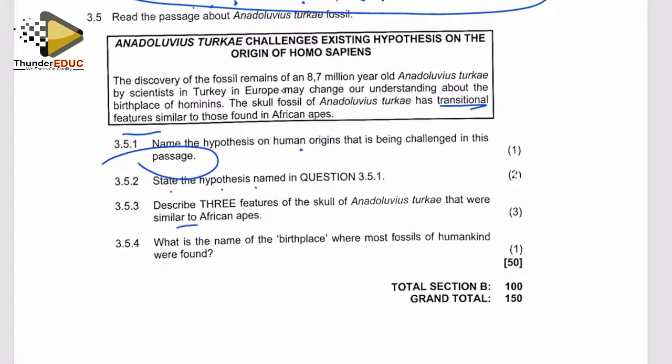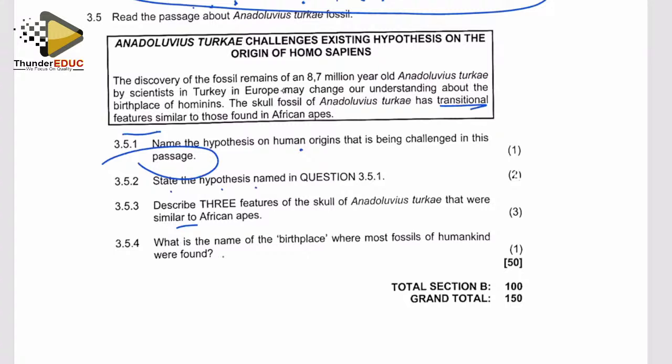Then they're saying: describe three characteristics of the skull that were similar to that of these African apes. So, foramen magnum in a more backward position. And then you can talk about large brow ridges. You can talk about them being prognathous, meaning more protruding jaws. And then you can talk about the rectangular palates, the way these apes were.